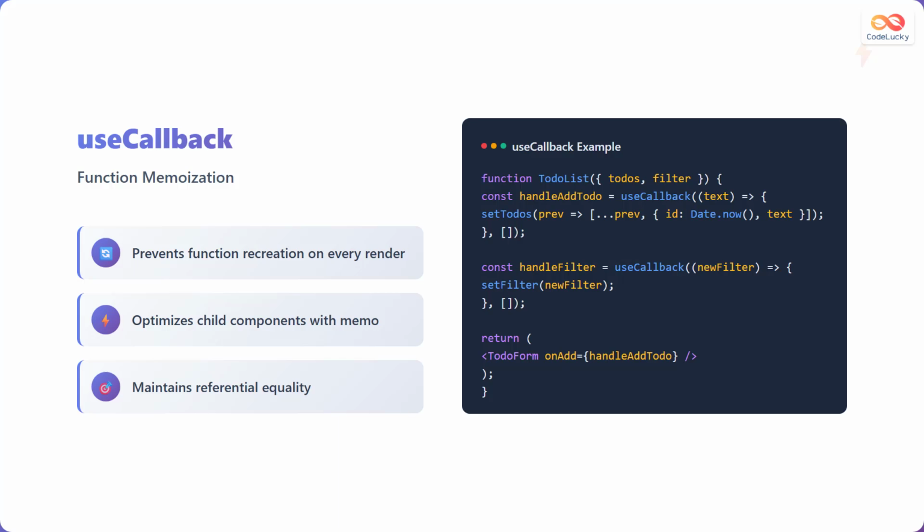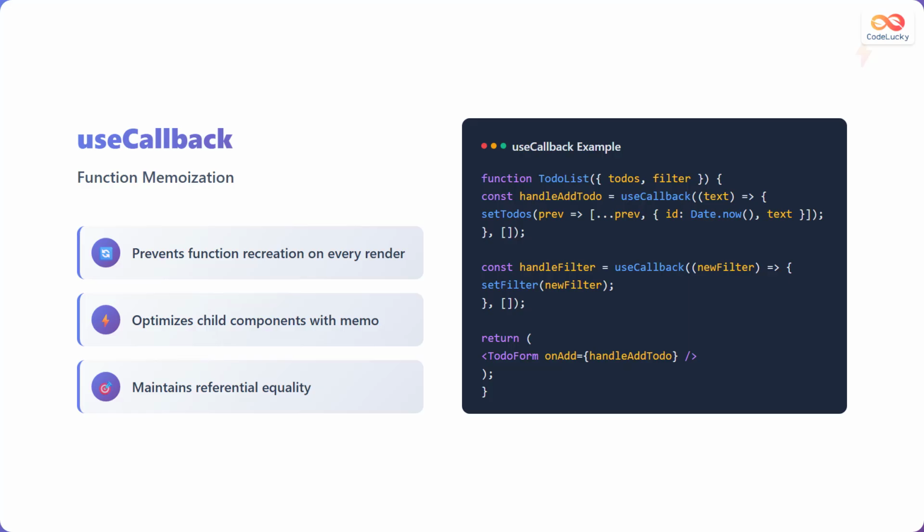The useCallback hook memoizes functions to prevent their recreation on every render. When you pass a function as a prop to a child component wrapped with React.Memo, the child will re-render if the function is recreated each time, even if its logic hasn't changed. useCallback solves this by maintaining referential equality. The same function reference is returned unless dependencies change.